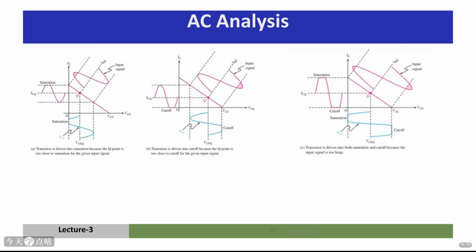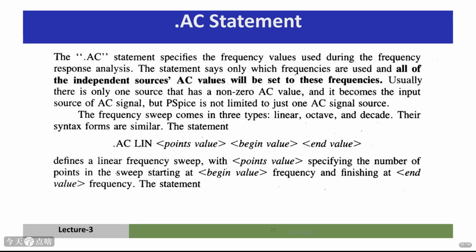AC analysis helps us understand the gain and phase shift, but it assumes the signal is small enough to stay within the linear region. Large signals can cause nonlinear effects, which AC analysis doesn't capture directly. To perform an AC analysis, you use the .AC statement. This tells PSpice the frequency range and type of sweep. You can choose between linear, octave, or decade sweeps.